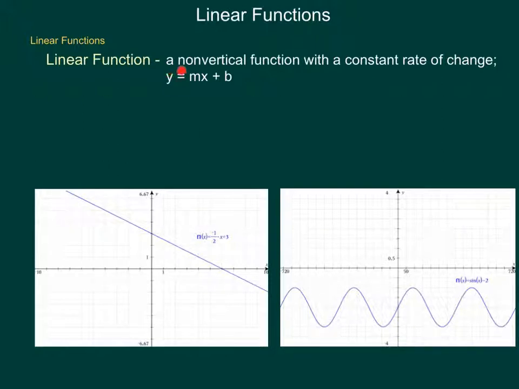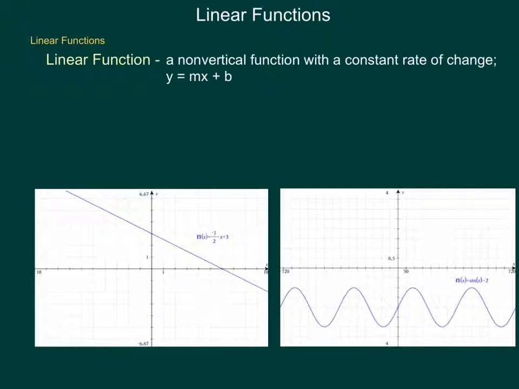Now, we see in here the existence of four variables: y, m, x, and b. Y and x play their normal role. Y is the output, x is the input. M and b have the special characteristics of b being our starting point, also known as our y-intercept, and m is our rate of change.